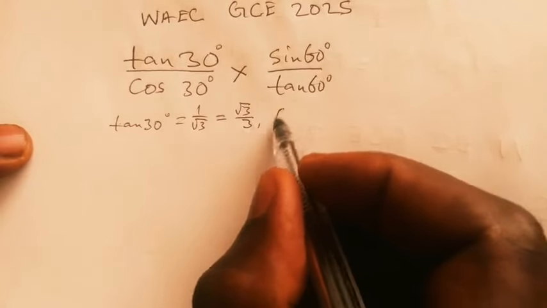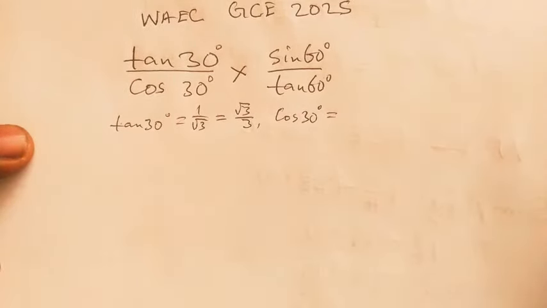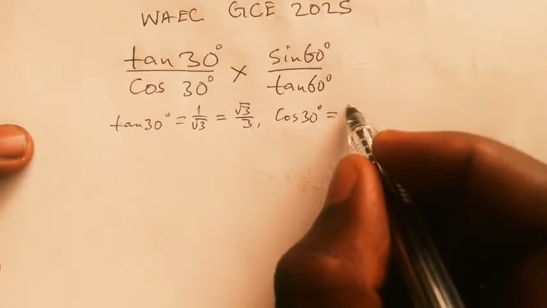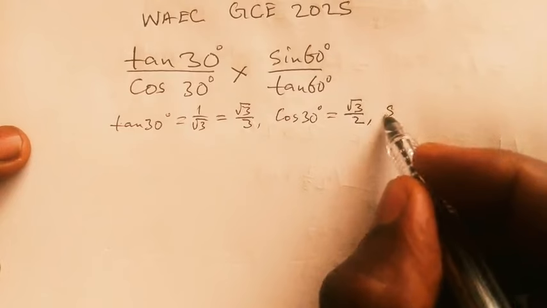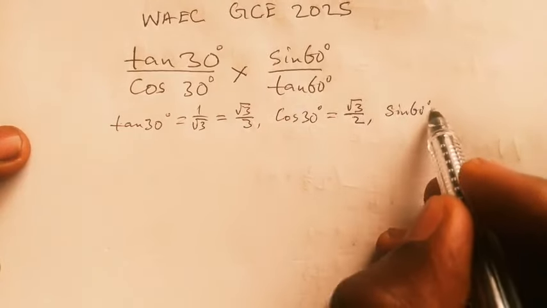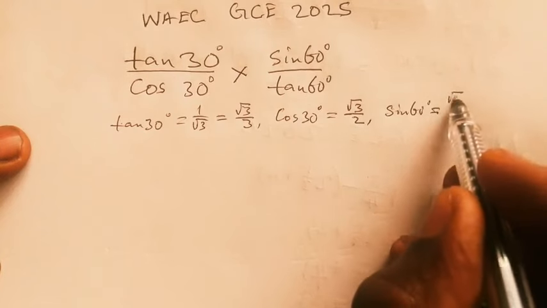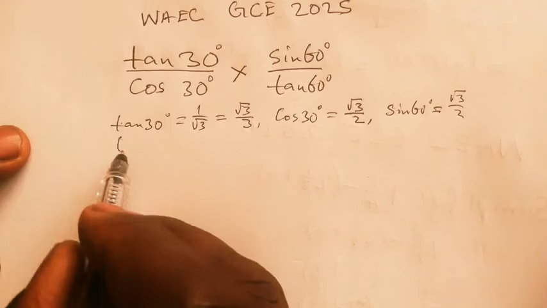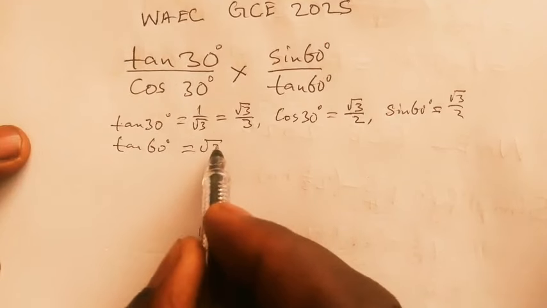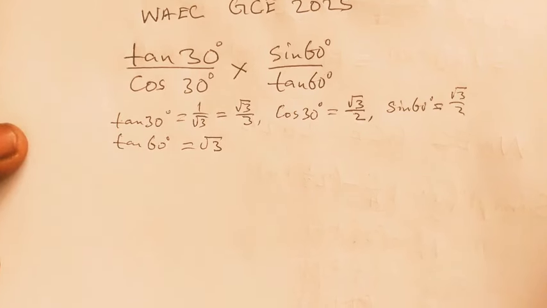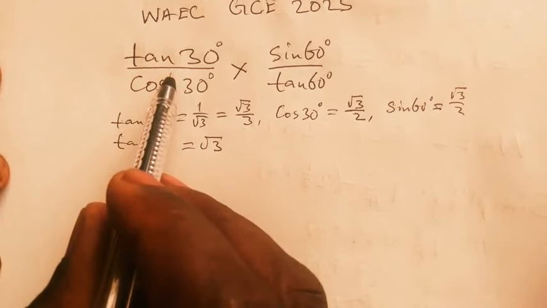Also, cos 30 degrees is root 3 over 2, and sine 60 degrees is equal to root 3 over 2, and tan 60 degrees is equal to the square root of 3. So we can substitute all of this into the main given question that we have to evaluate.